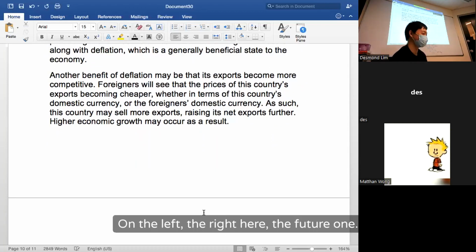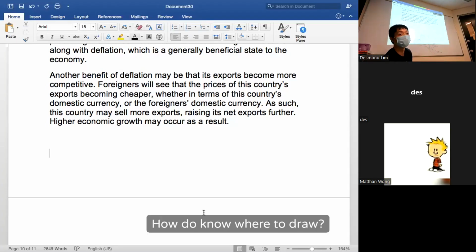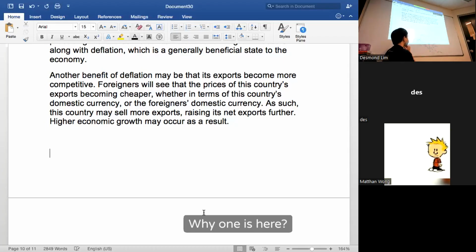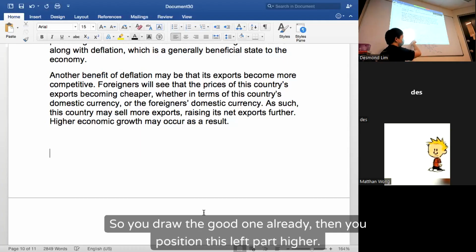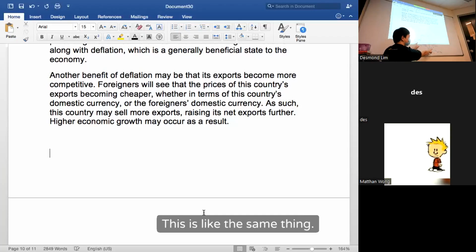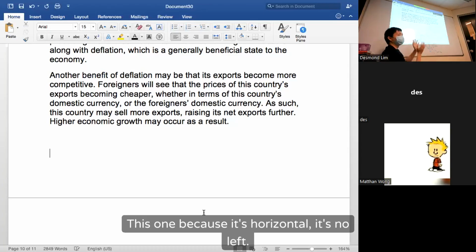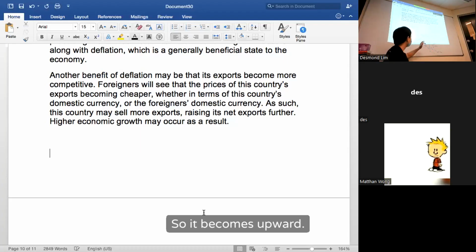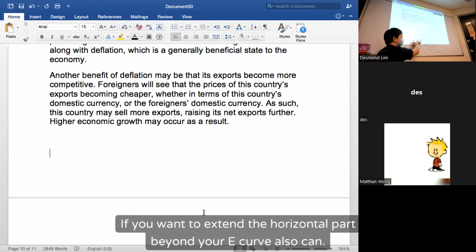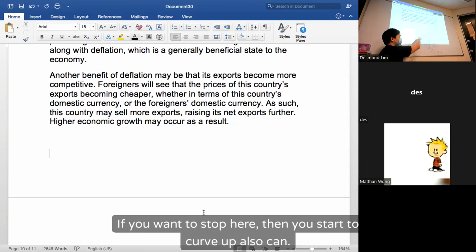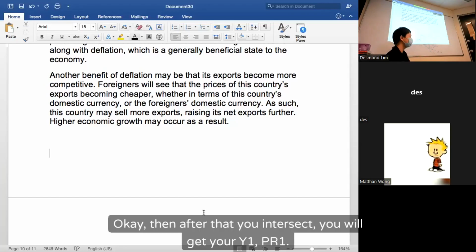On the next picture, the future one. How do you know where to draw? Oh, okay. So you draw the blue one already, then you position this black part higher. It's the same thing, just like on this one you shift left. This one, because it's horizontal, there is no left, so it becomes upward. You position upwards, then you draw a horizontal line across. If you want to extend the horizontal part beyond your AD curve, also can. If you want to stop here, then start to curve up, also can. Then after that you intersect, you will get your Y1, PL1.